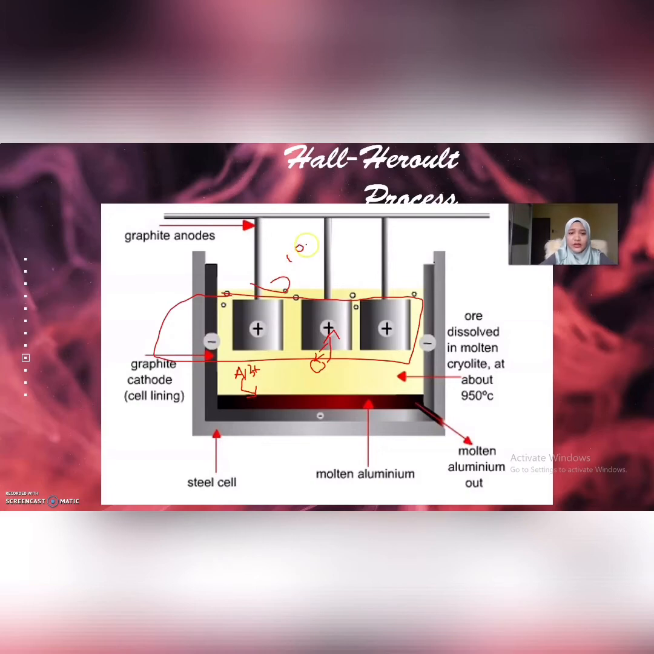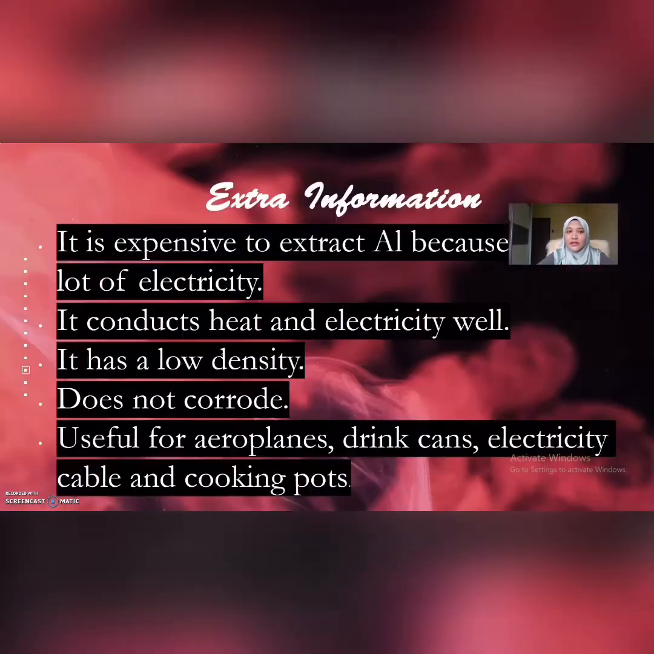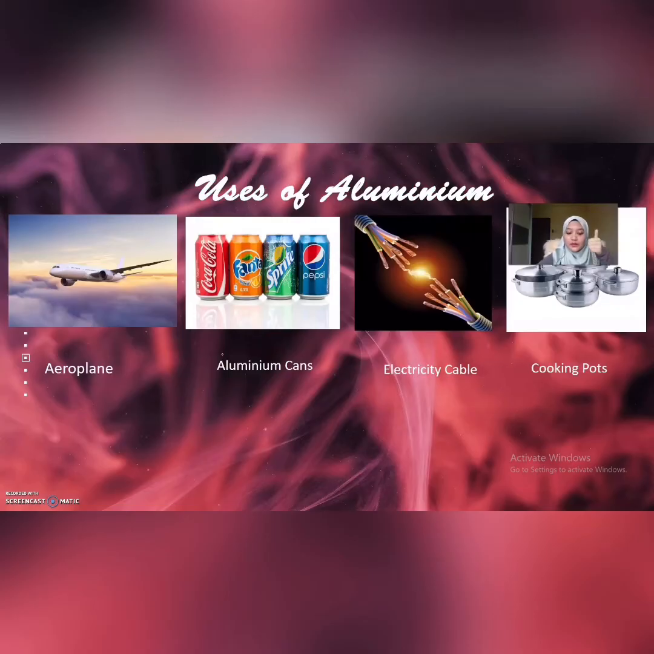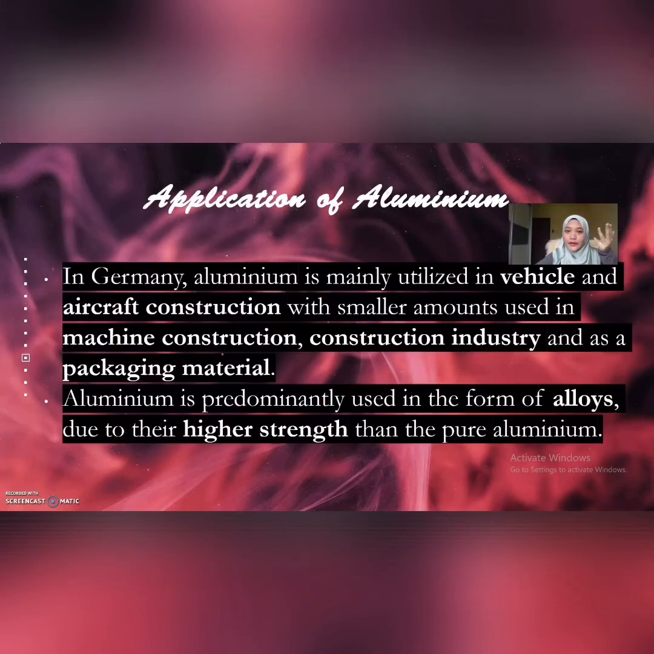That's why the anode needs to be replaced regularly, because this part will burn away and this process is very expensive. Besides that, aluminium can also be used in aeroplanes, aluminium cans, electricity cables and cooking pots. It can also be used in vehicles and packaging material, and is used in the form of alloy due to their higher strength than pure aluminium.